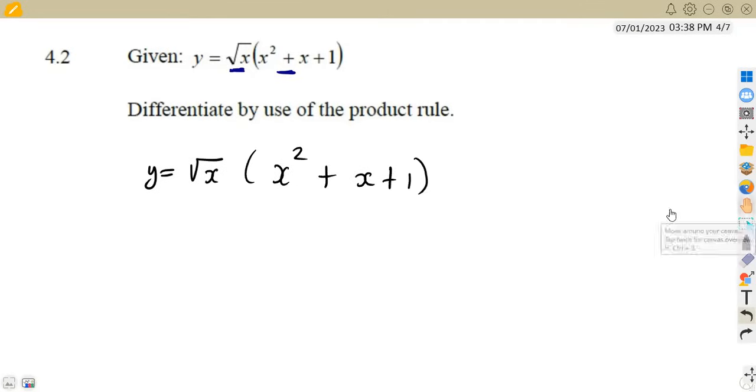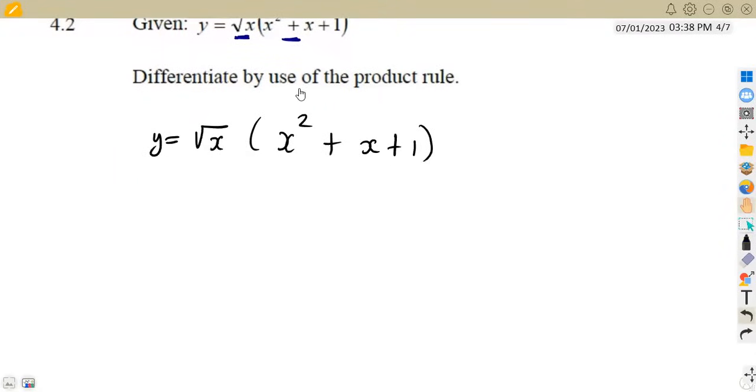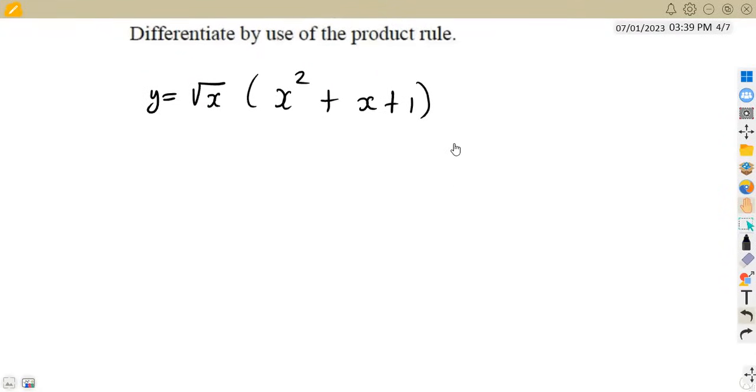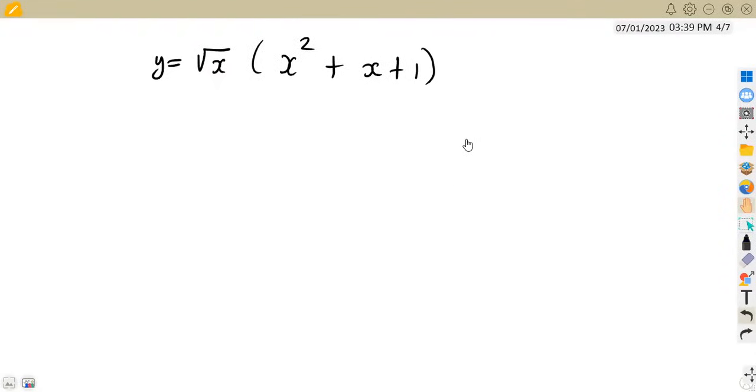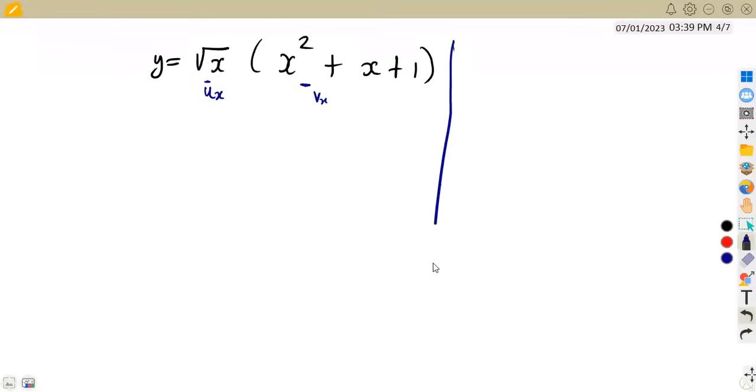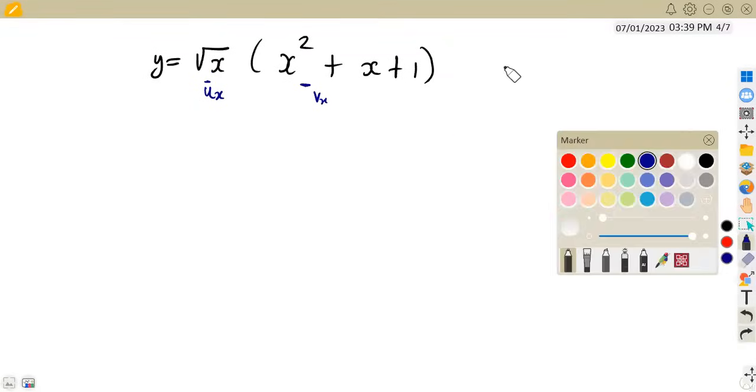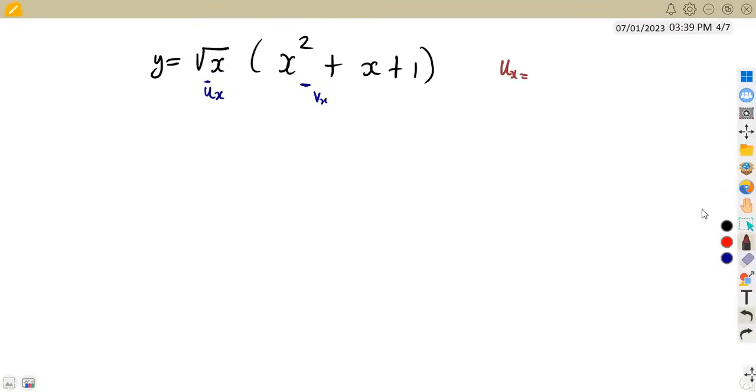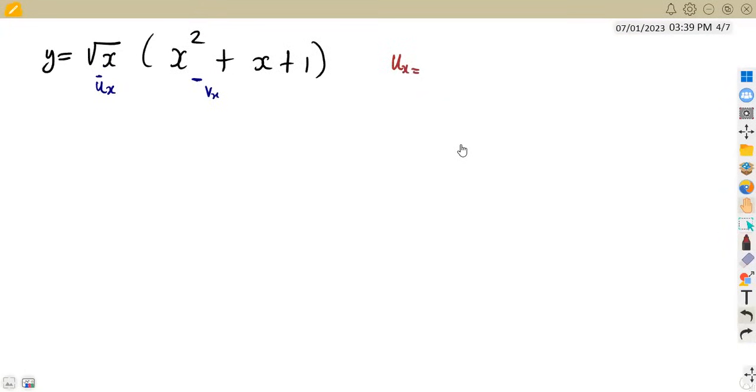All right, so we are asked to differentiate by use of the product rule, which means we need to apply the product rule. As we saw from our product rule, we are going to need u(x) and v(x). So this is the first function, the second function. If we are saying in this case our u(x) is the square root of x, it simply means we are having this as x to the exponent of a half.